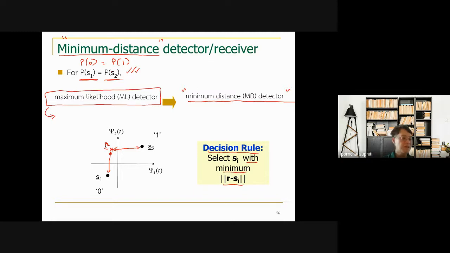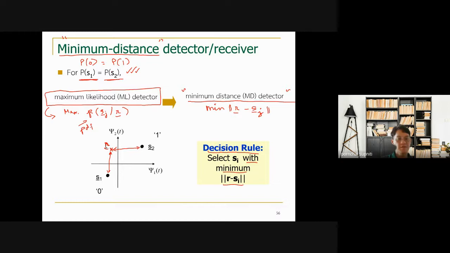So minimum distance detector is considered a subset or a type of maximum likelihood detection. In minimum distance detector, you try to minimize the distance between the received vector and the symbol j. But for maximum likelihood detector, the goal is to maximize the PDF of Sj given R.